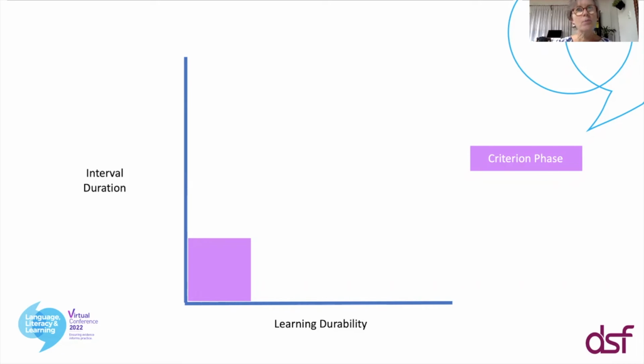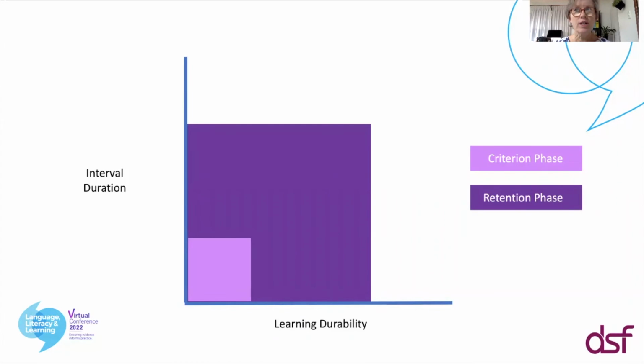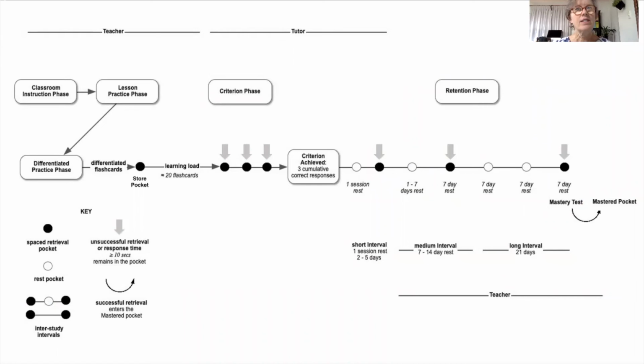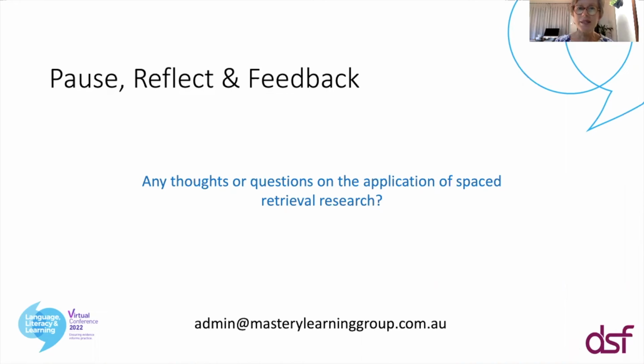To recap, when the spaced intervals are short during the criterion phase, the durability of the learning is short. As the duration of the intervals increase through the retention phase, the learning durability also increases. The mastery learning folder process seeks to manage desirable difficulty with the goal of effortful but successful retrievals over increasing intervals. This is a summary of the new process as it relates to spaced retrieval practice. Please let me know your thoughts or questions on the application of the spaced retrieval research.